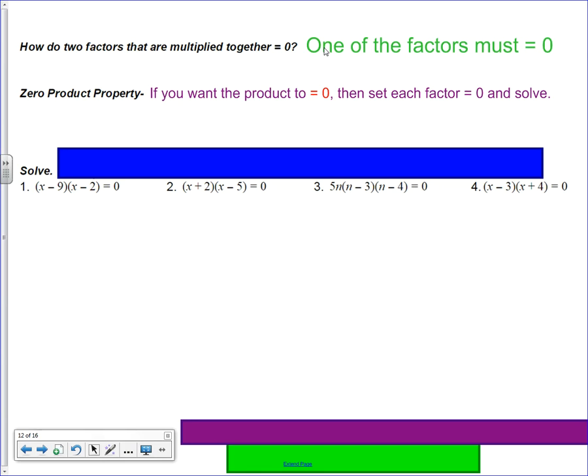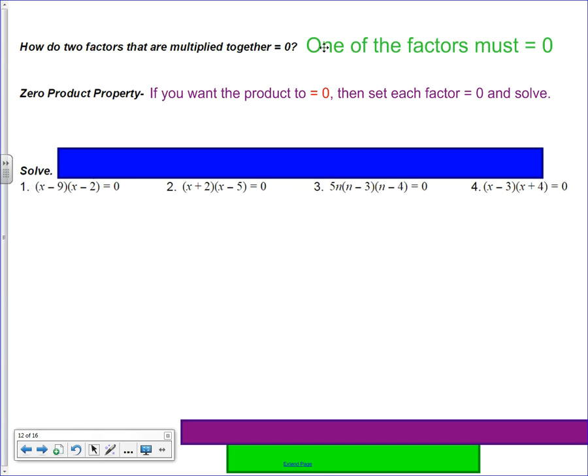Now, here's what I need you to realize, and I don't know if I was very clear about this yesterday or not, but I'm going to try and make up for it today. Does everybody see this number 1 right here? This is a factor, and this is a factor. This is a factor, factor, and factor. Does that make sense to you? Okay, so factors are the things that are in parentheses.